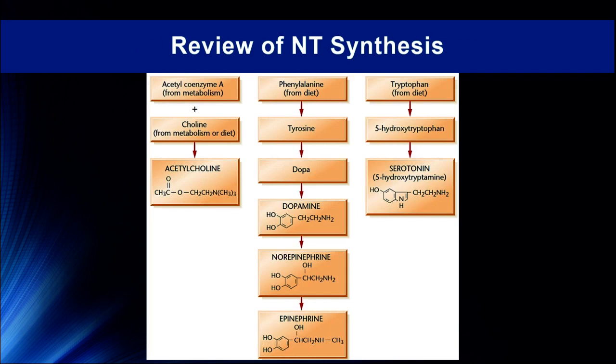So here's a quick summary of neurotransmitter synthesis and systems. We're going to talk more about different types of receptors, ionotropic versus metabotropic receptors, when we get to pharmacodynamics. So we have acetylcholine, and then we have dopamine, norepinephrine, and epinephrine from phenylalanine and tyrosine, and then tryptophan gets modulated into serotonin. So that's a quick introduction to neurotransmitters and the major neurotransmitter systems we'll be talking about this semester.